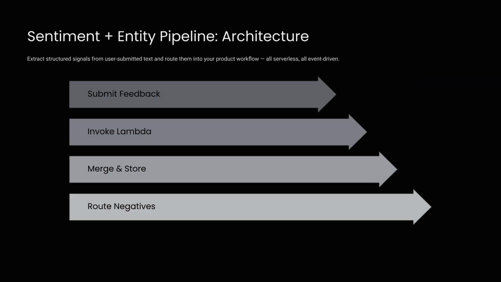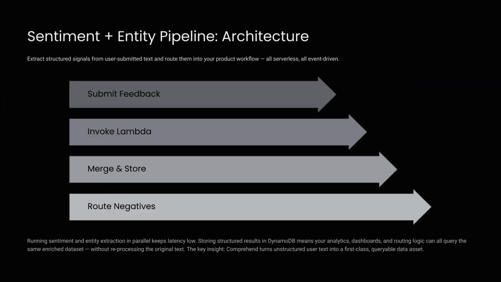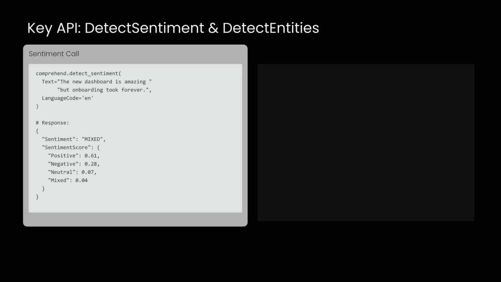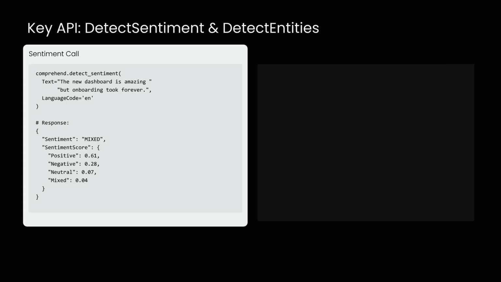The sentiment and entity pipeline is a serverless, event-driven architecture. Running extraction in parallel keeps latency low. Storing results in DynamoDB allows you to query the enriched dataset without reprocessing the original text, turning unstructured text into a queryable asset. Detect sentiment and detect entities are key Comprehend APIs.